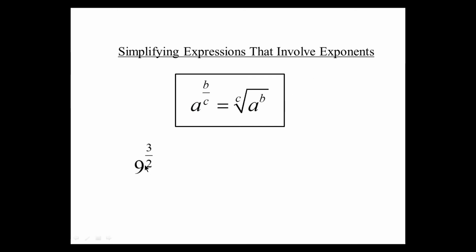Remember, this would be the square root of 9 raised to the exponent 3, for example. Now this 2 doesn't have to be written, but I just wrote it to show you. If you didn't write an index, the understood index would be 2. And so this would be root 9 cubed. And of course root 9 is the number 3, and 3 cubed is 27.